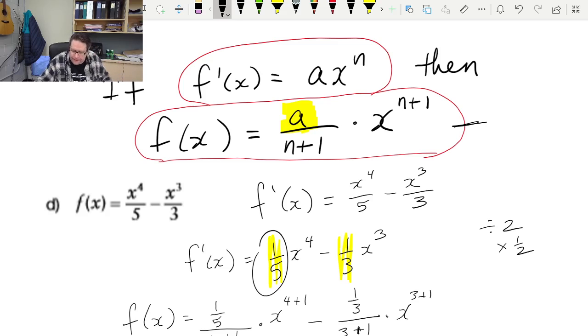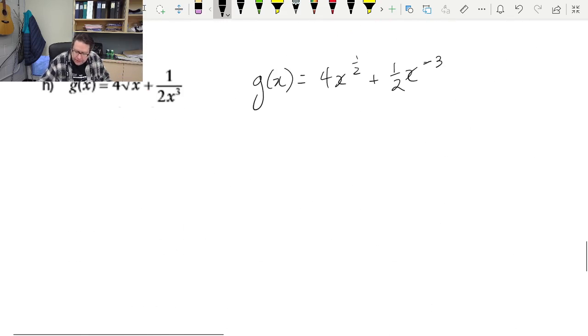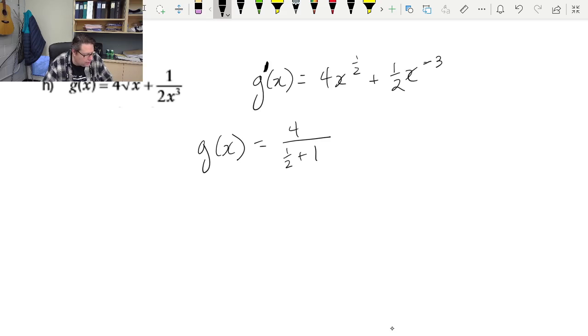Okay, so it's a over n plus 1. So again, I'm going to say that this is actually my derivative. So that means that my original that got me that derivative, that's what an antiderivative is, is to take a over n plus 1 times x to the n plus 1, plus a over, that's going to be n plus 1 times x to the n plus 1.